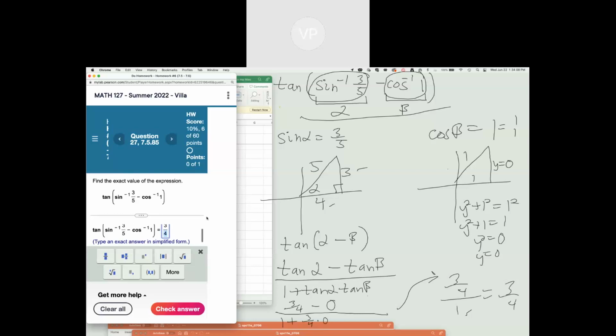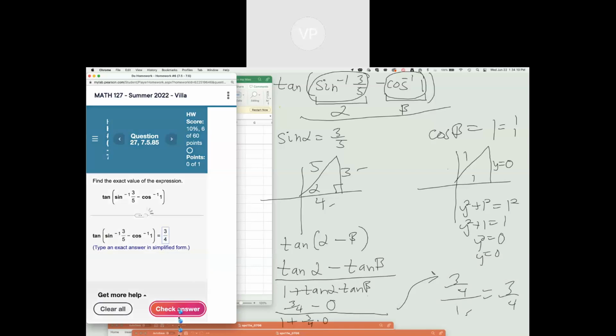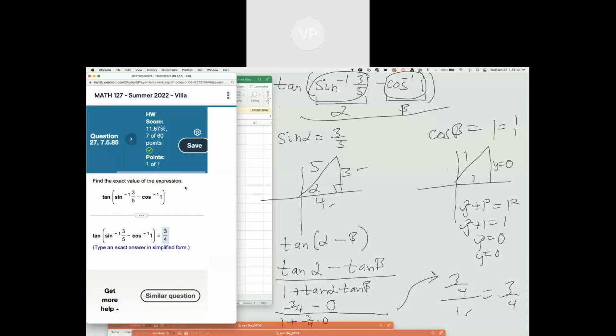I did that kind of quick, so I hope I didn't miss anything. You guys see anything wrong with it? All right, we got lucky. We're good. 3/4. Any questions on this example?